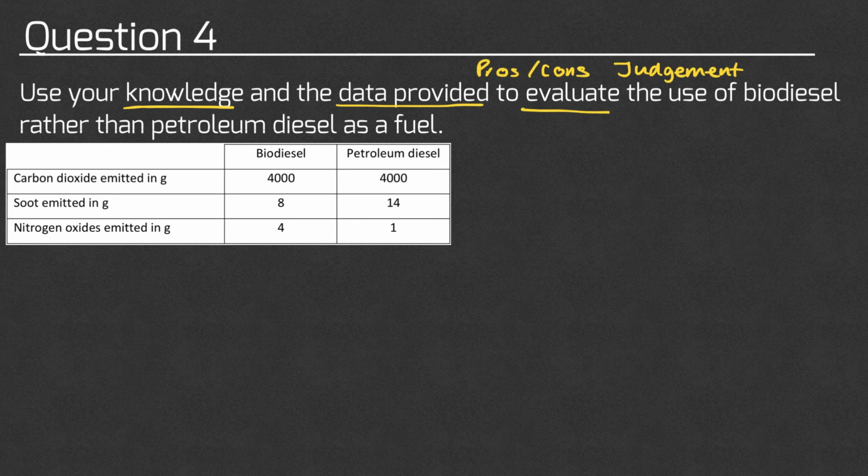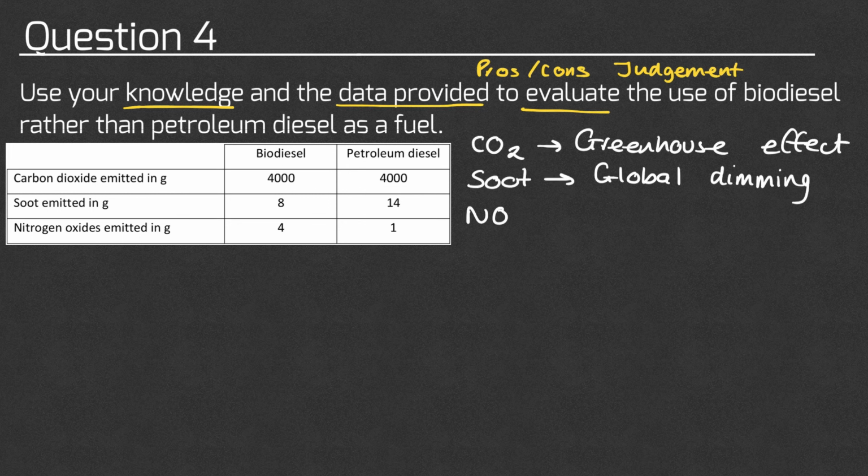This is an evaluate question, which means we've got to give advantages, disadvantages, and come to a judgment. So let's start off by linking the three things in the table to our own knowledge.